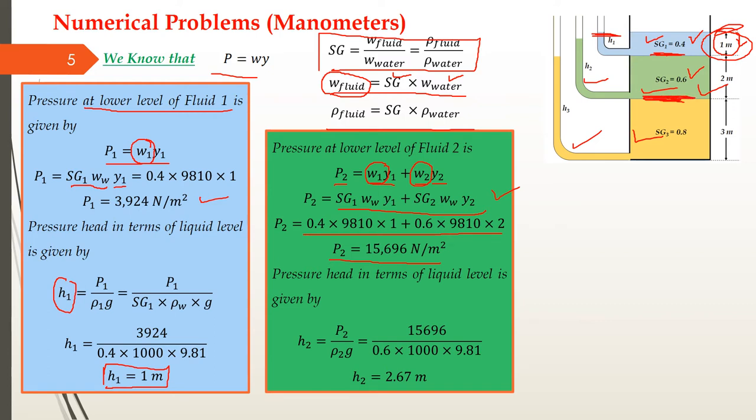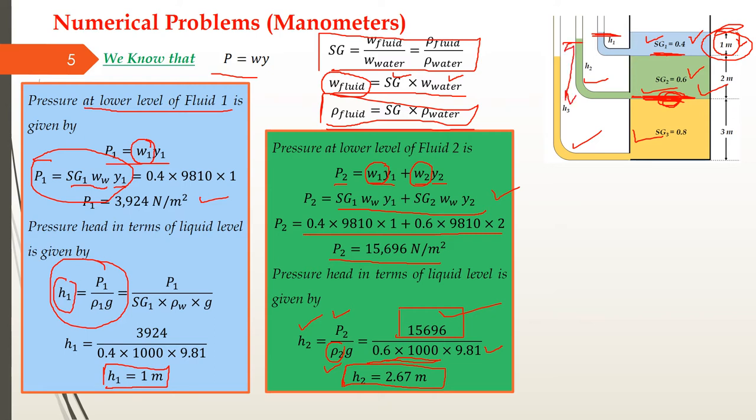So what will be the pressure head in terms of the liquid level? Again, we will use the formula which we used in the previous case. So H2 equals P2 divided by rho 2 G. But P2 is the total pressure which is acting over this point. So we'll put the value over here, and again we will convert this rho 2 by using the formula over here. So it will be 0.6 multiplied by 1000 into 9.81. After calculation, we will get H2 equals 2.67 meter. So this height is equal to 2.67.